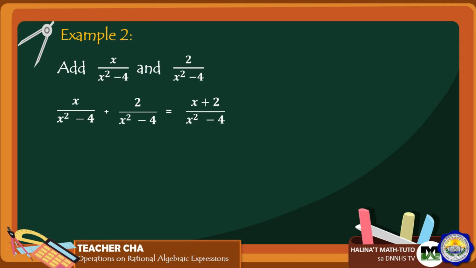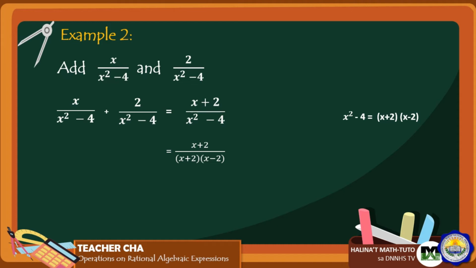But if you will notice, the denominator x squared minus 4 is a difference of 2 squares. When we say difference of 2 squares, it is factorable. And the factor of x squared minus 4 is equal to x plus 2 times the quantity x minus 2. So we are going to factor the denominator. So you have there x plus 2 over x plus 2 times the quantity x minus 2.